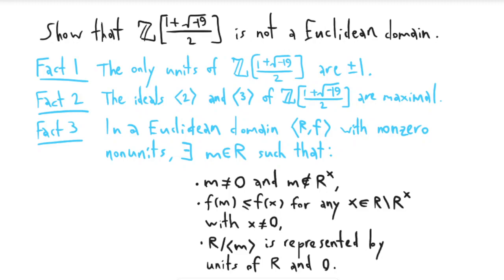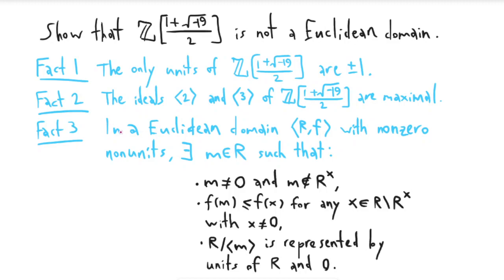In this video, we're going to prove that this ring, Z adjoin (1 plus root negative 19) over 2, is not a Euclidean domain. So this is a tricky proof. We're going to use the following three facts. First, the only units of this ring are plus and minus 1. Second, the ideals generated by 2 and 3 are maximal in this ring.